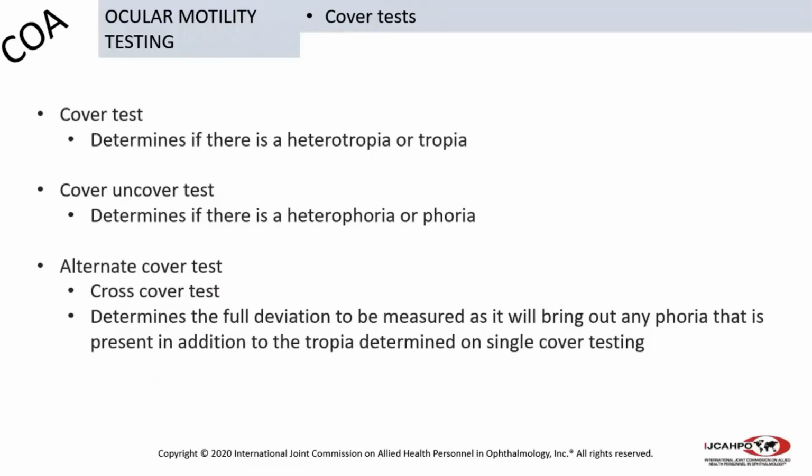Cover tests help us to determine if there is a heterotropia or tropia. Cover-uncover tests help us to determine if there is a heterophoria or phoria. The alternate cover test or cross-cover test determines the full deviation to be measured, as it will bring out any phoria that is present in addition to the tropia determined on a single cover test.